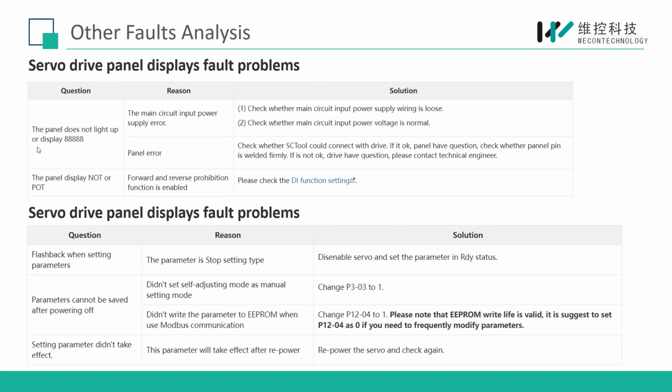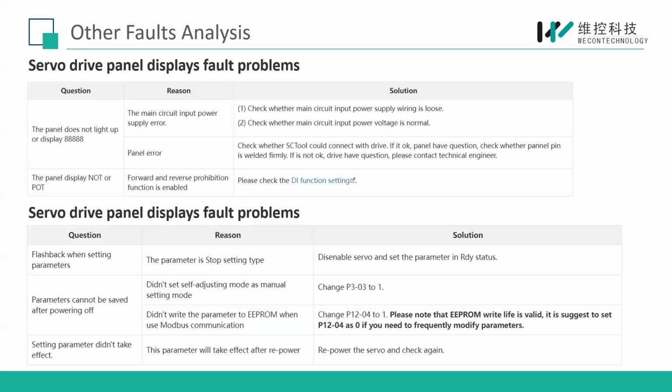And if the panel displays 58, how to check this? First, we only connect the power input cable, remove all other cables, and then repower to check whether it disappeared. If not, you can connect the PC to the driver by SC tool, and try to use SC tool to jog our motor. If you can jog it normally, usually it is a panel question.